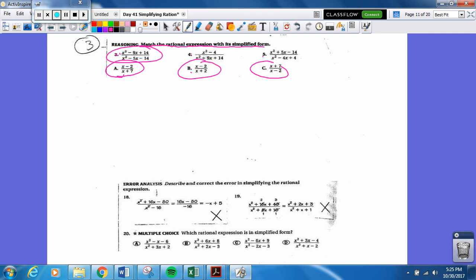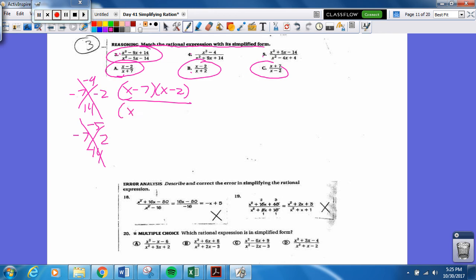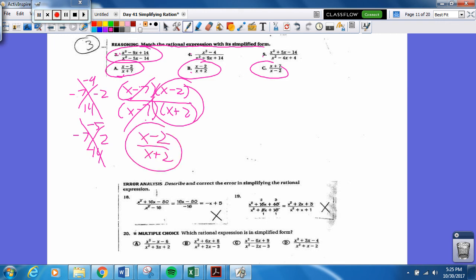Alright, great. Let's see what we got. The numerator, negative 9 and 14, that'll be negative 7 and negative 2. So x minus 7 times x minus 2. Denominator, negative 5 and negative 14, so that would be negative 7 and positive 2. x minus 7 times x plus 2. Oh, the x minus 7's are right there. They match up. x minus 7 divided by x minus 7 is 1. So I got x minus 2 divided by x plus 2 as my answer. So 3 is B.